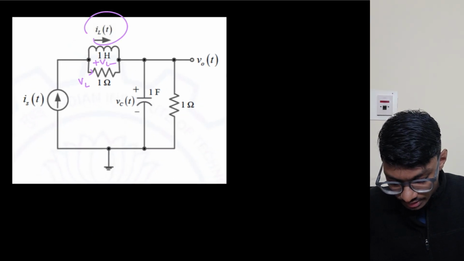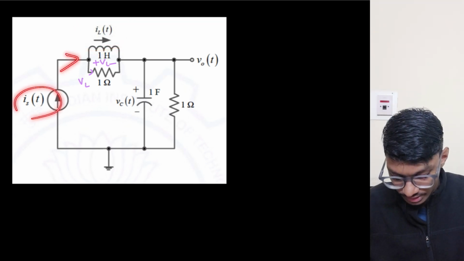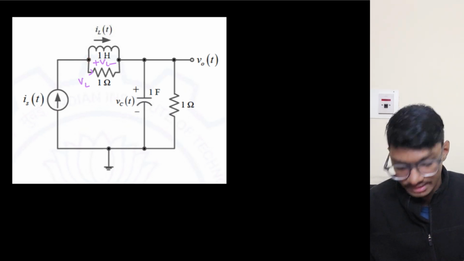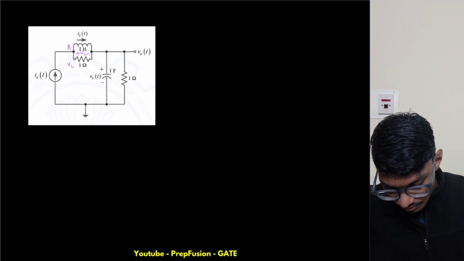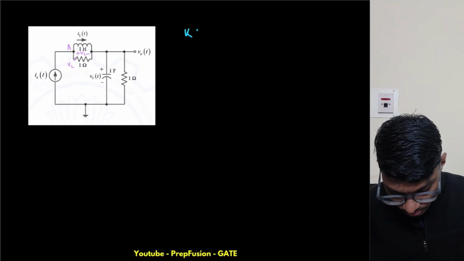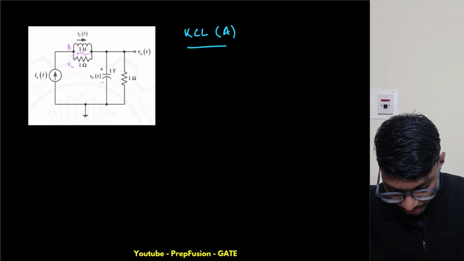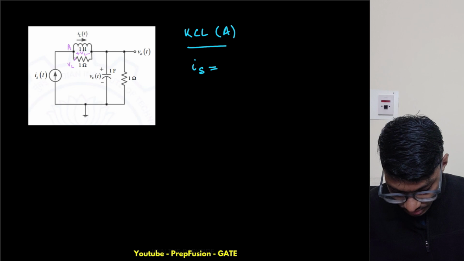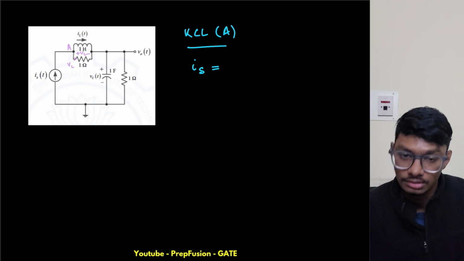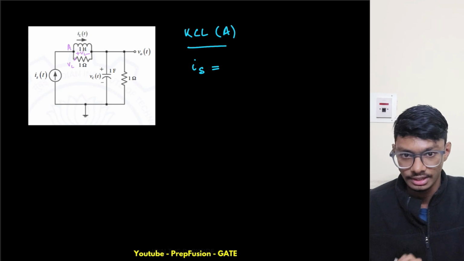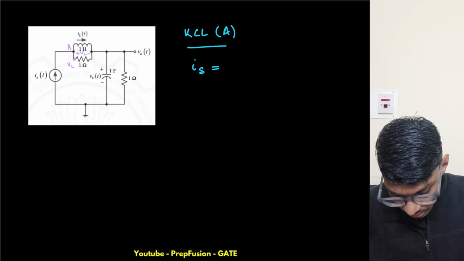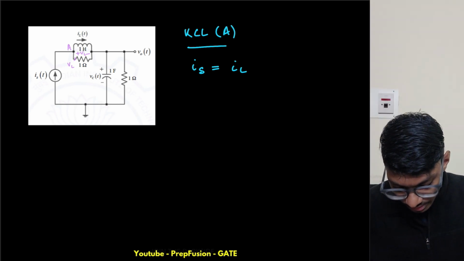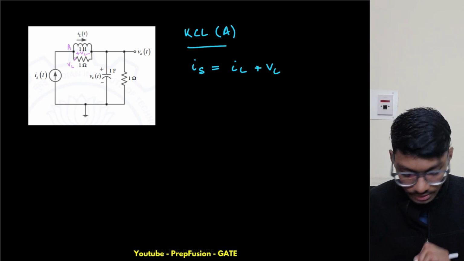And what is the current flowing through here? It is IL itself. And what is the current flowing through here? It is IS itself. So I can simply write a KCL at this node. Let's name this node A. KCL at A: IS equals IL, the inductor current, plus VL. I'm not writing bracket t; it is understood that all of them are functions of time.